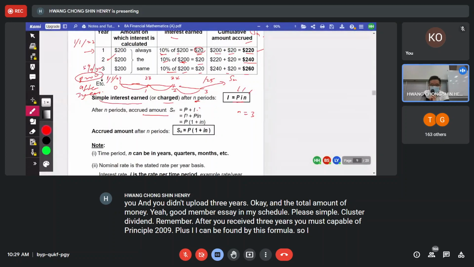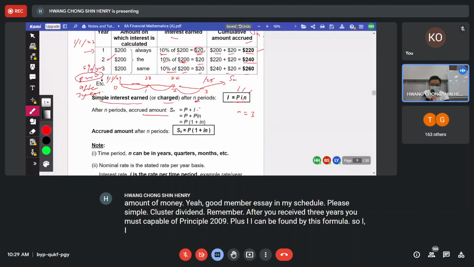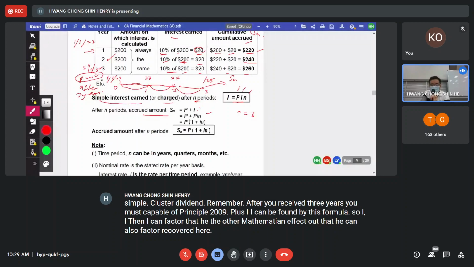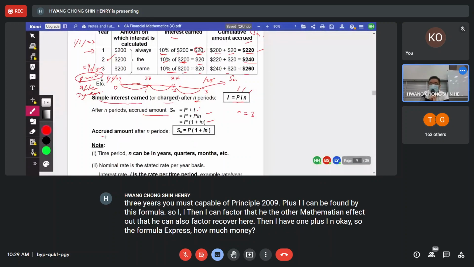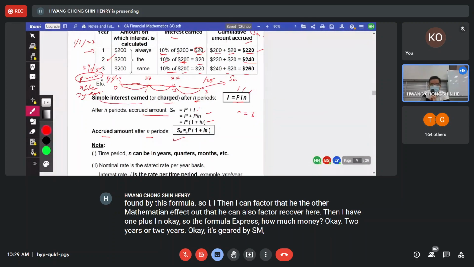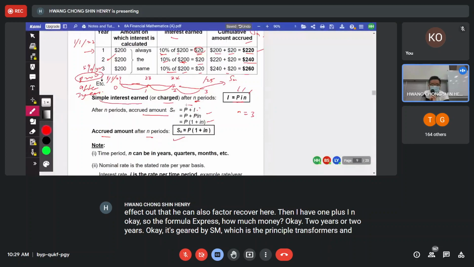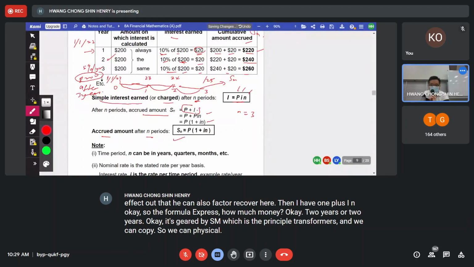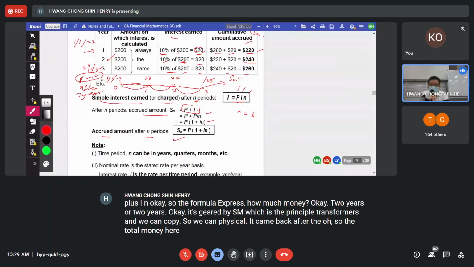So I go for the second step, P plus I, and since I is P times I times N, I can factor out the P. You all know mathematics, I factor out the P. You know what's called factor? Take out the P. Then I have 1 plus IN. So if the question asks how much total amount of money accrued you earn after 2 years or 3 years, it is given by SN, which is the principal times 1 plus IN. Or you can quote it as principal you take back plus the total dividend. So the total money SN is given by P plus I.